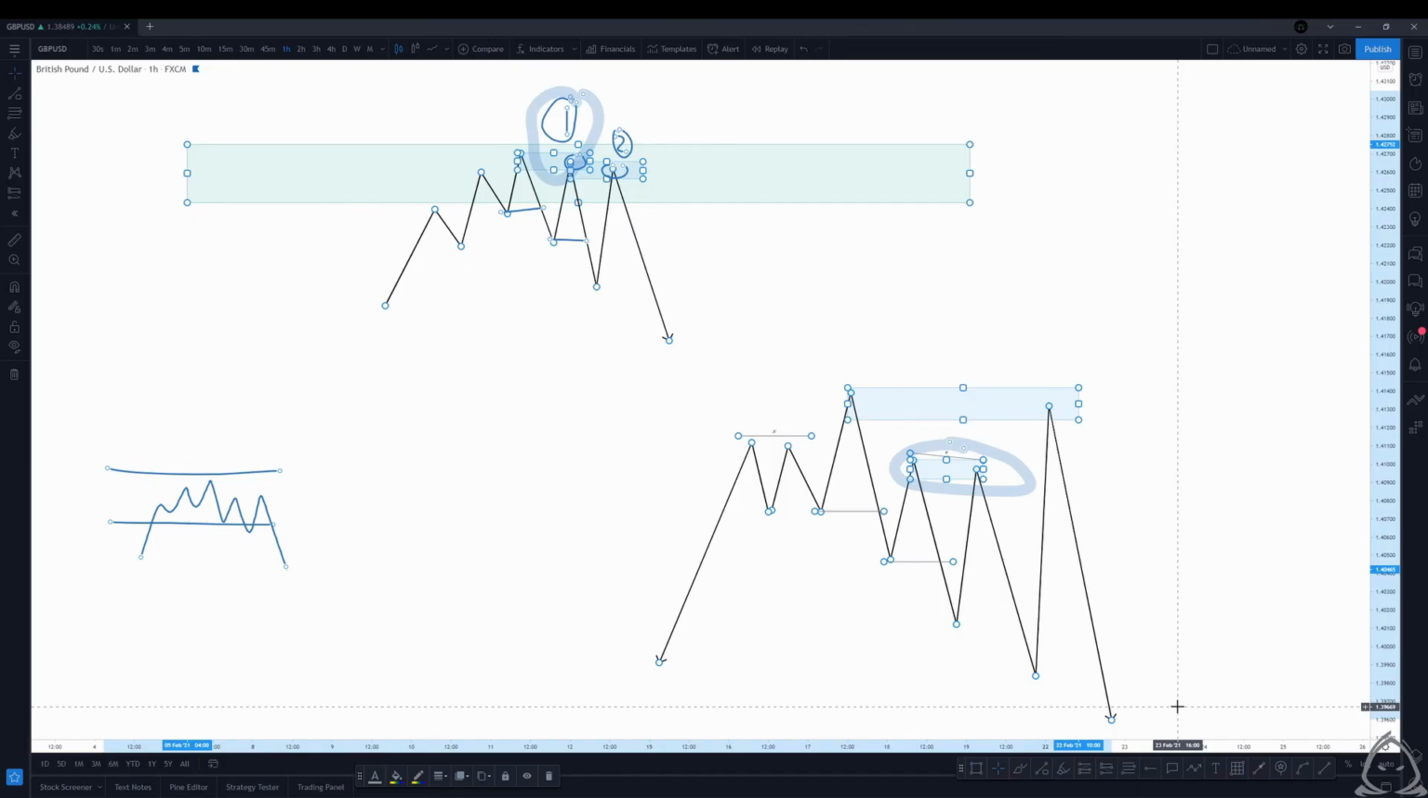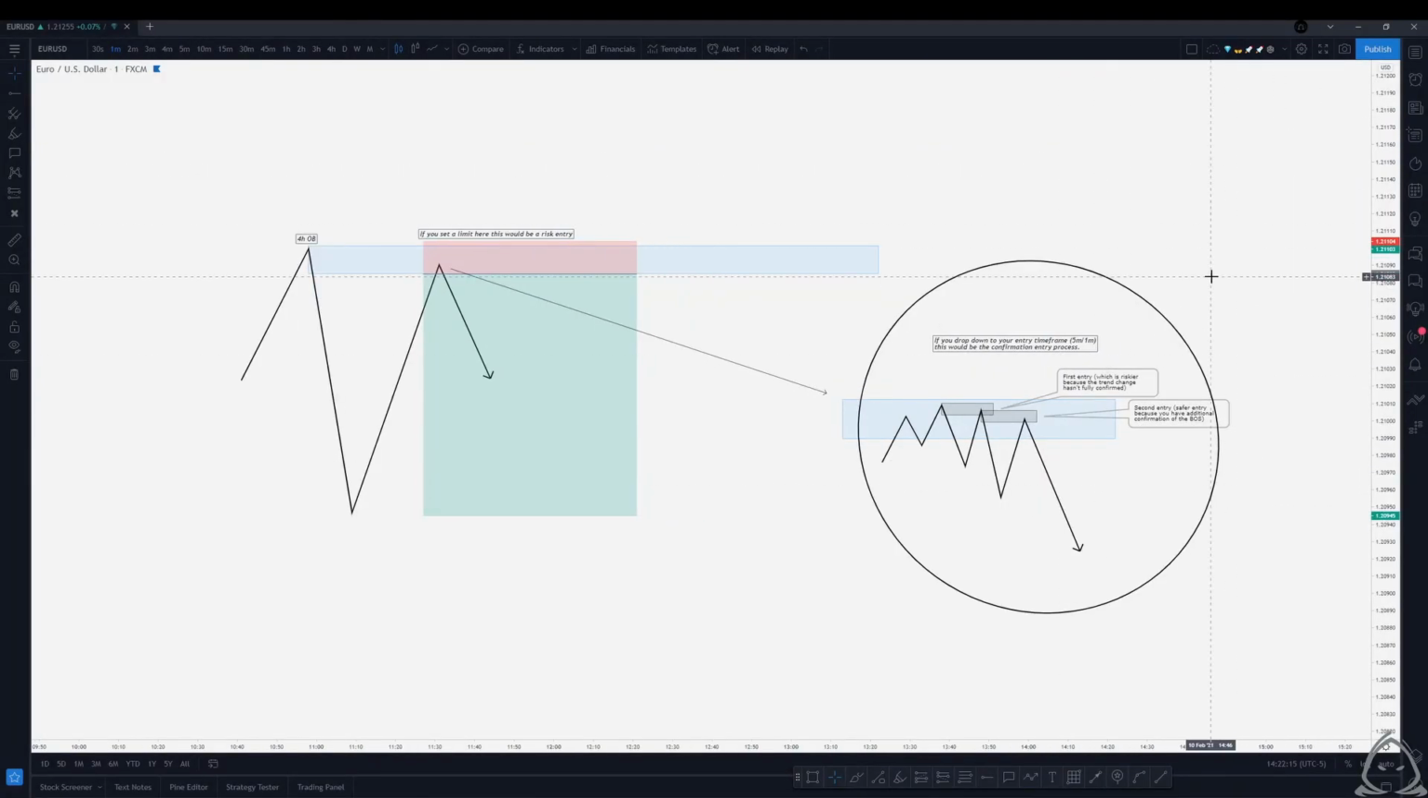But that's the delineation or the difference between a conventional pure risk entry and then looking at the confirmation entry and the 2 entry types within those confirmation entries. So I hope that was helpful. And just adding on really quickly to the whole risk entry versus confirmation entry, this is probably a little bit cleaner way of explaining it.